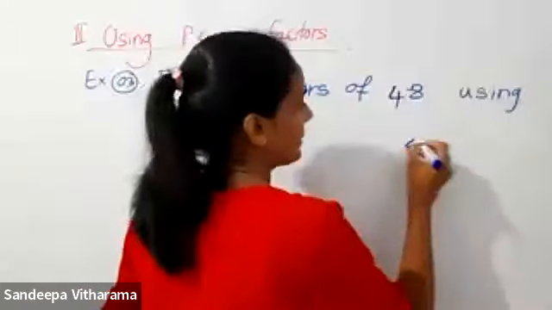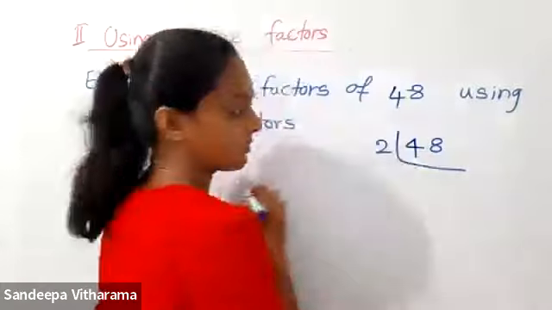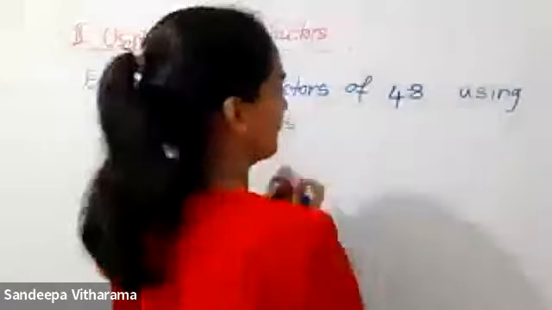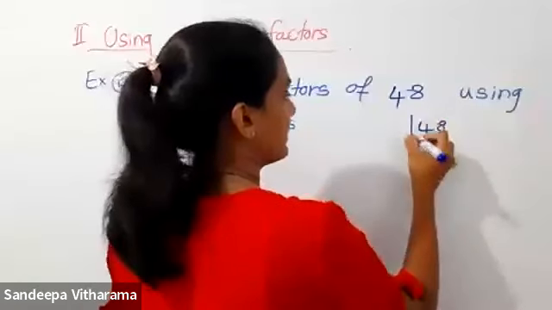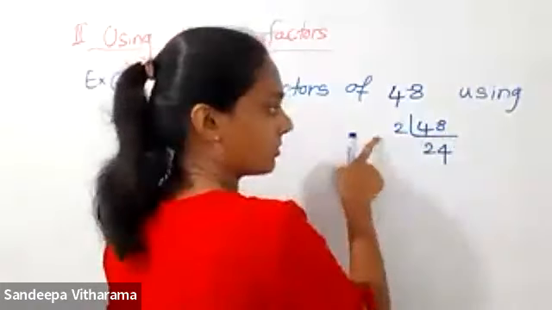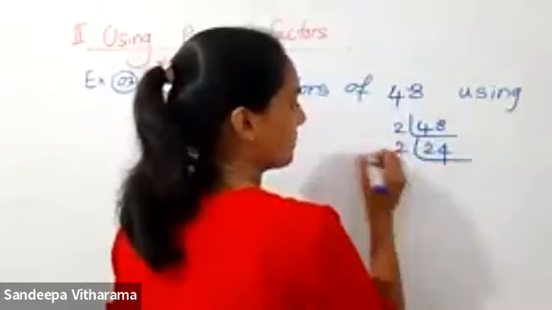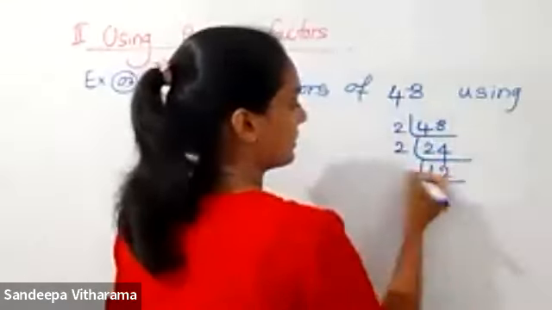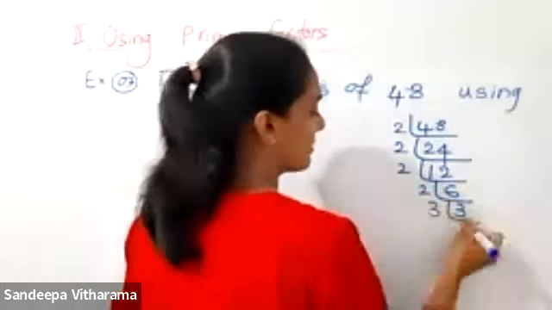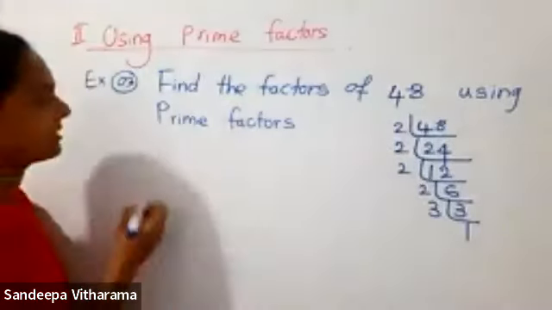Divide 48 by 2. It is 24. Okay. 48 divided by 2 is 24, because there are four 2's within 8. Then divide by 2, it is 12. Divide by 2, it is 6. Again divide by 2, it is 3. Again divide by 3, it is 1. Until you obtain 1, you have to continue the division.